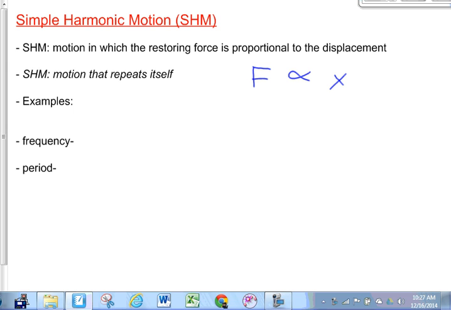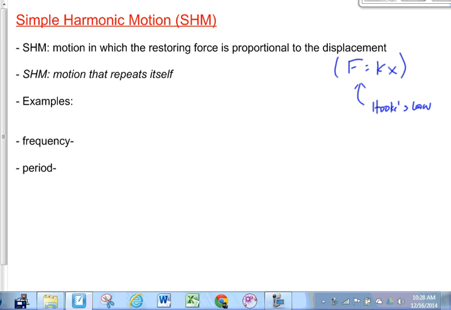Now, you guys haven't learned about proportionalities in math class yet, but if you had, you would learn that if F is proportional to the displacement, it has to be equal to a constant, some number, times the displacement. Well, we're going to say that it's equal to k times x. So simple harmonic motion really is F equals kx, which we've learned about before back in our forces unit. It's called Hooke's Law. Hooke's Law describes for us simple harmonic motion, motion in which the restoring force is proportional to the displacement.